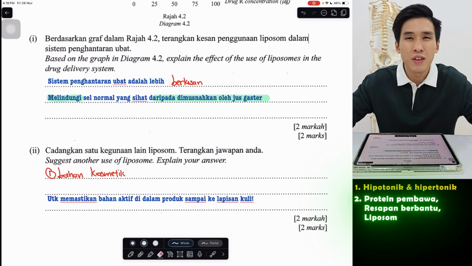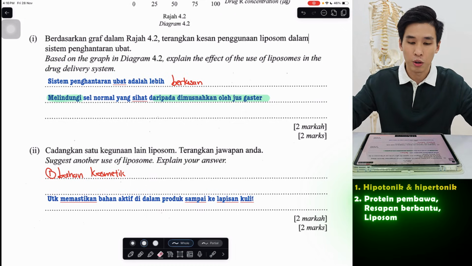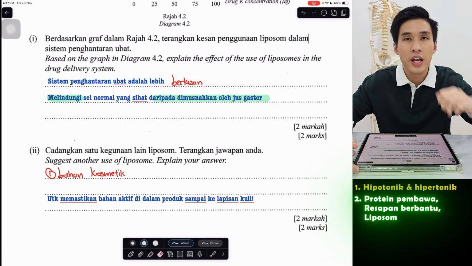Okay, so bab 3 this year not too important lah. So I got one extra question here. Hopefully can help you all.